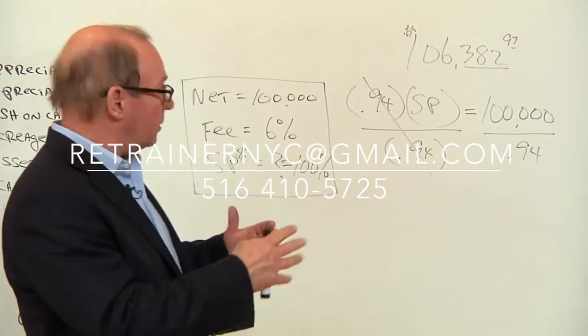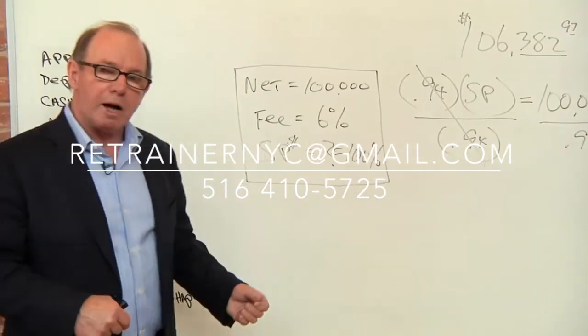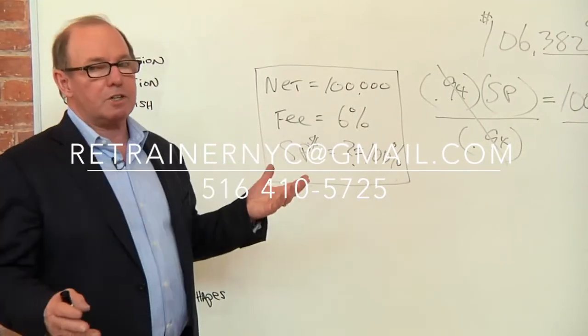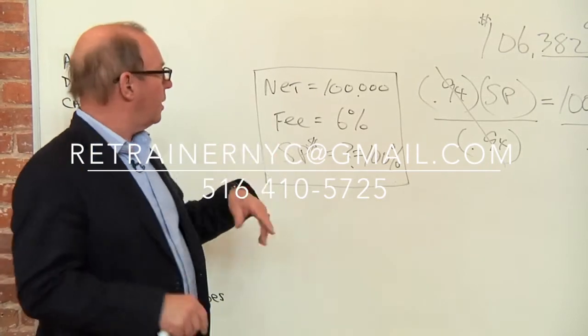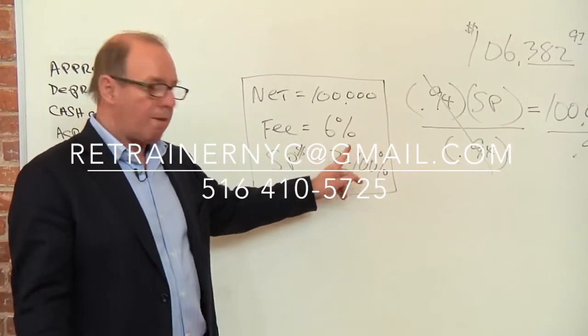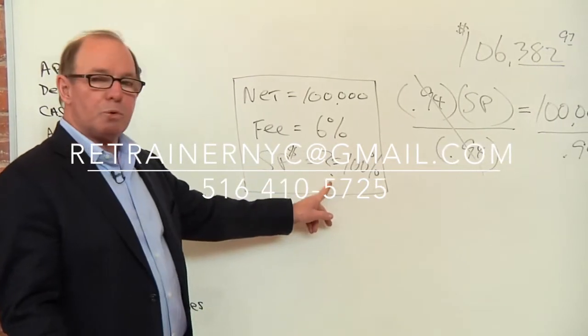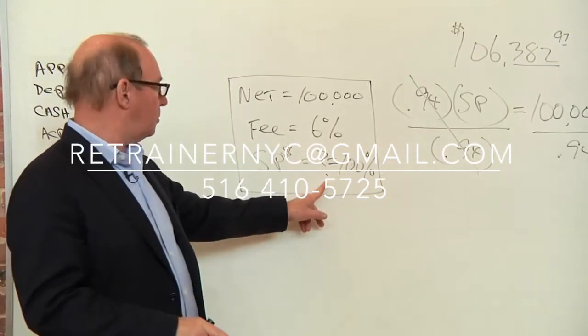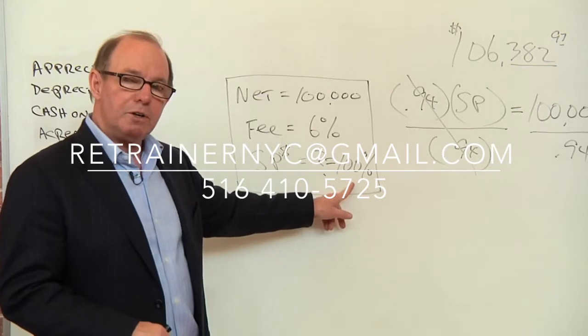So as long as you understand the steps, we set up the numbers in the box, again, just to review, and they all sound alike. They sound the same way. The seller wants to net $100,000 after paying a broker's fee of 6%. What does the property have to sell for? That's the question. And remember to put equals 100% right here.